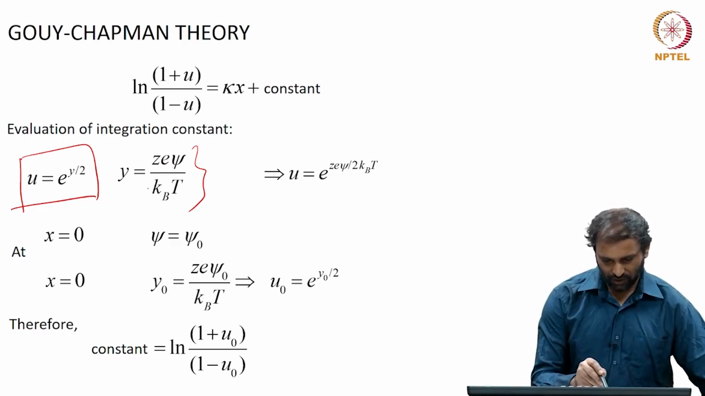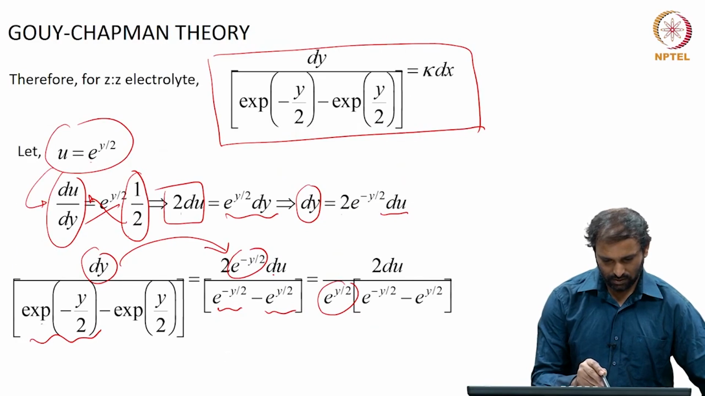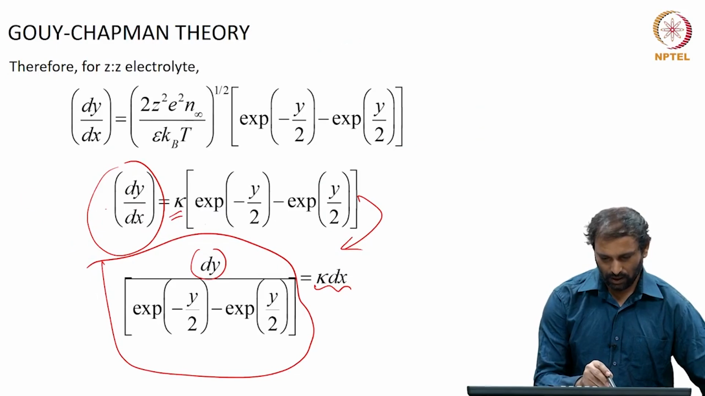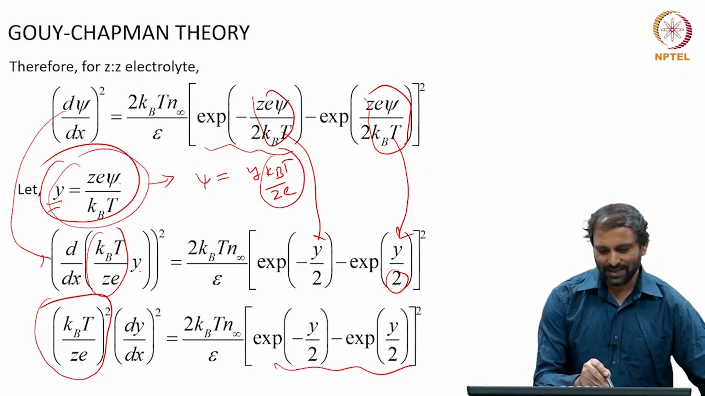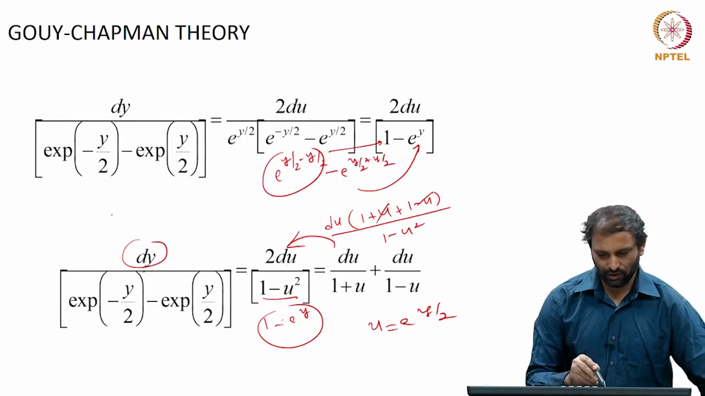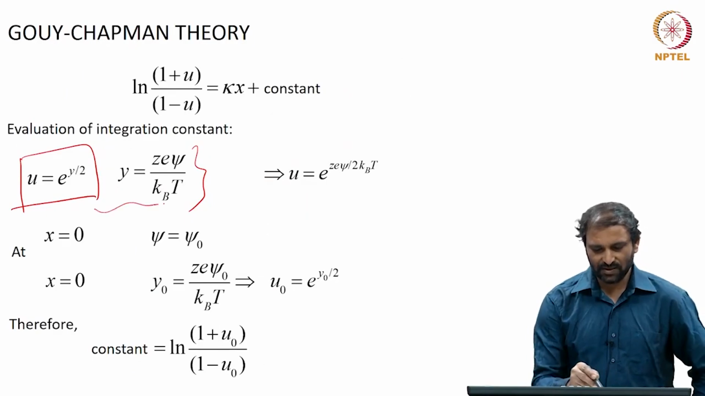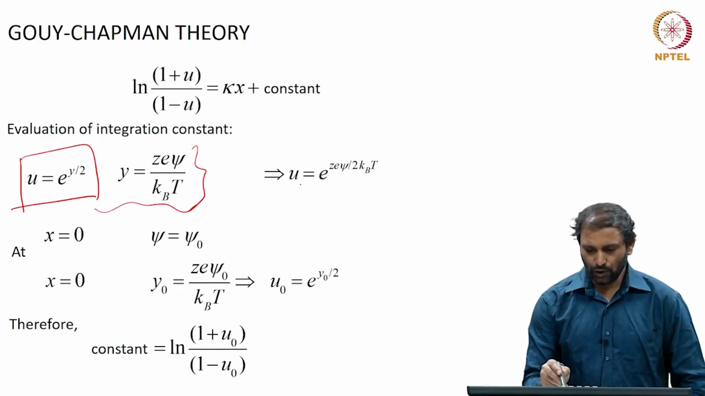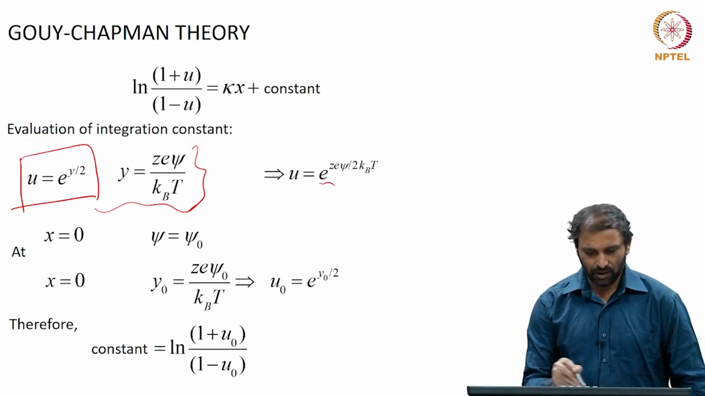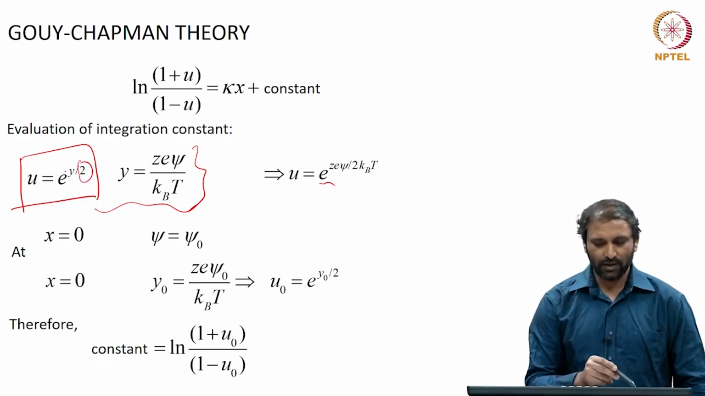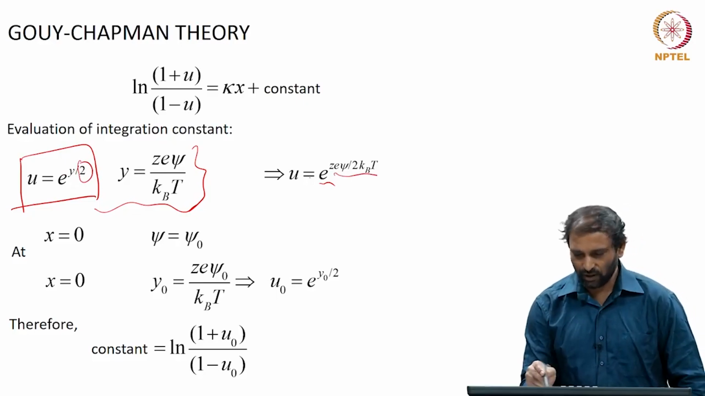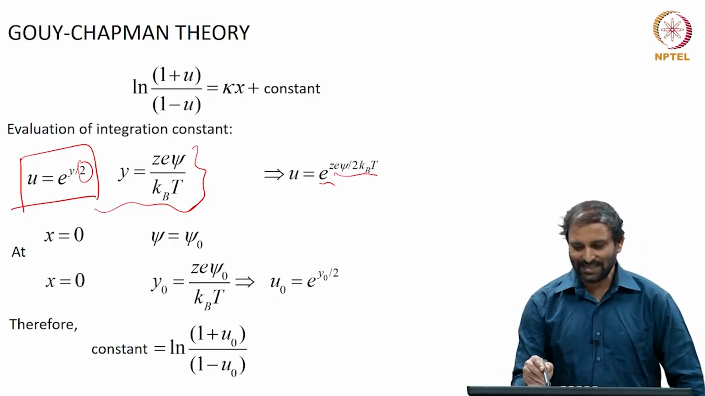So, if you go back, u is equal to e power y by 2, and we have substituted y to be z e psi divided by kBT. This comes from the substitution that we have done. Therefore, u essentially becomes e power, instead of y, z e psi divided by kBT, and of course, I have the 1 over 2 term there. Therefore, u becomes e power z e psi divided by 2 kBT.